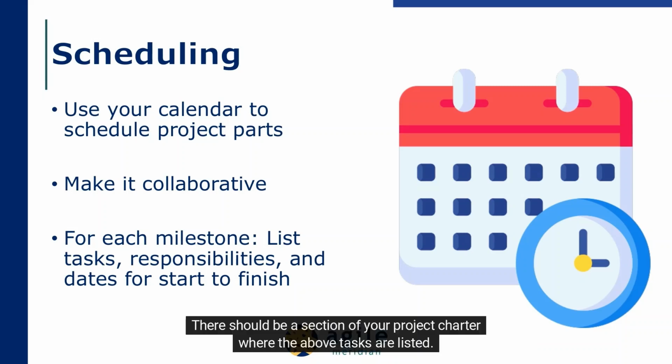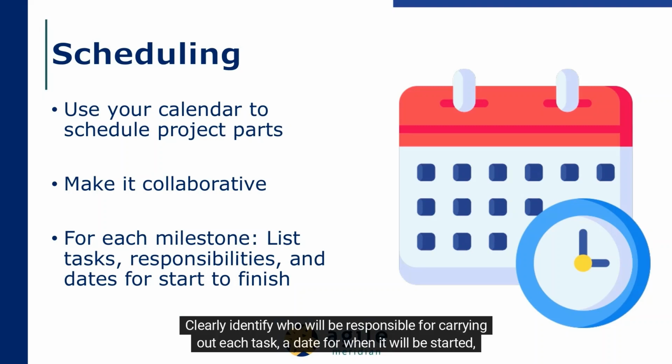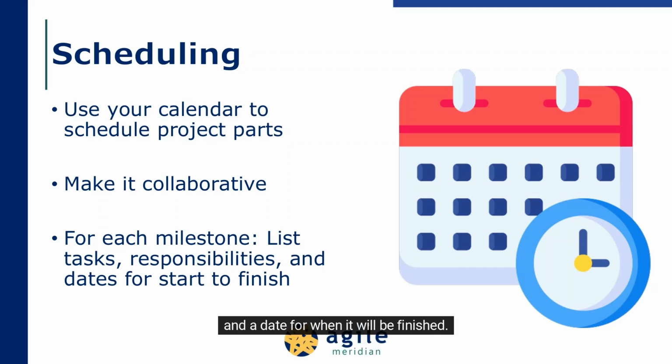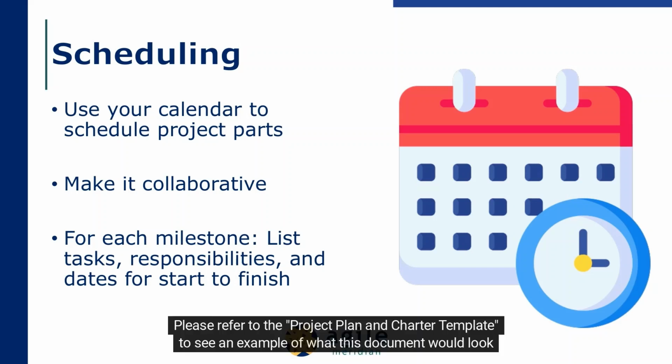There should be a section of your project charter where the above tasks are listed. Take each major milestone and list all of the tasks that need to be accomplished. Clearly identify who will be responsible for carrying out each task, a date for when it will be started, and a date for when it will be finished. Please refer to the Project Plan and Charter template to see an example of what this document would look like.